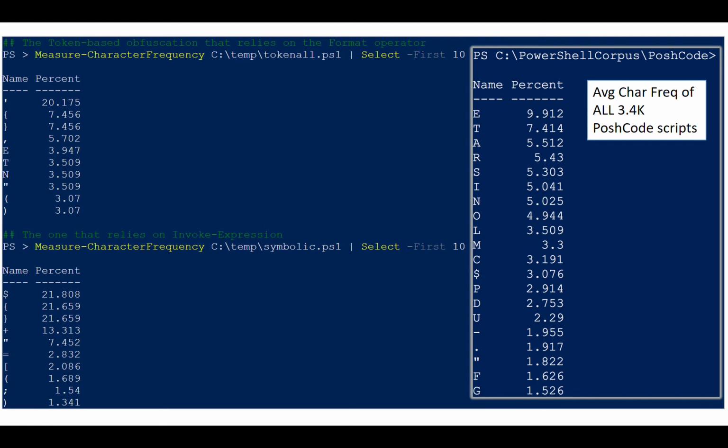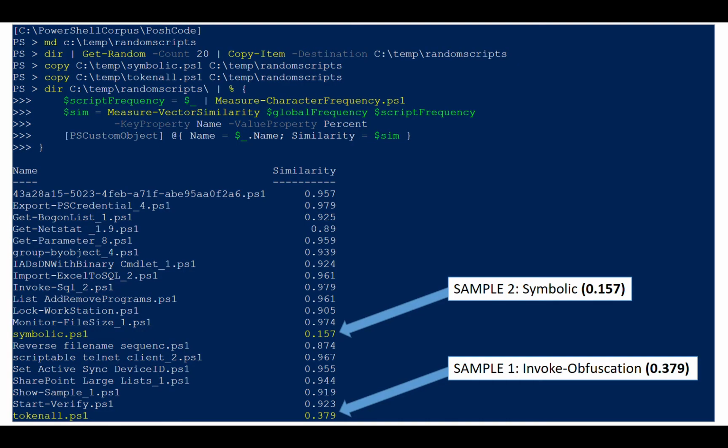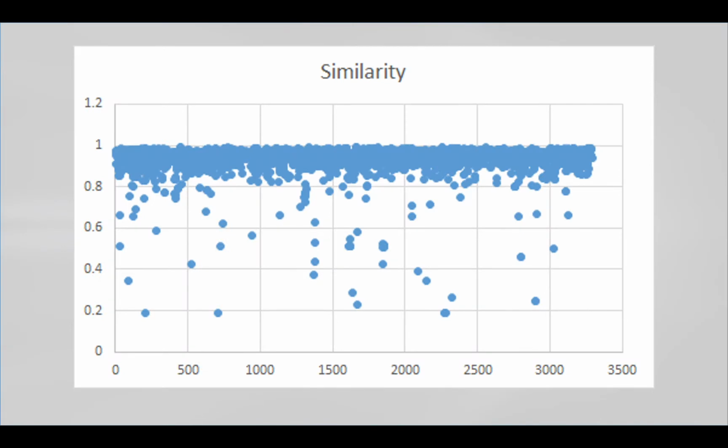Now, these lists of numbers, the information retrieval community has done a great job using something called cosine similarity to determine how similar two lists of numbers are. And when you graph these against each other, you see that these symbolic and Invoke-Obfuscation results are really, really dissimilar from a lot of other PowerShell scripts in the average PowerShell corpus. Now graph them all out and you see a really great grouping around 0.8.